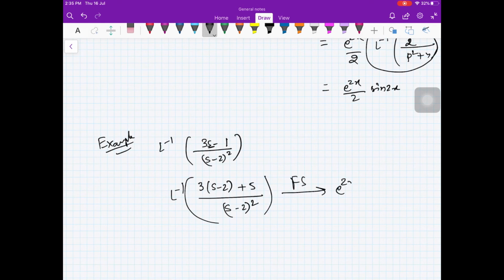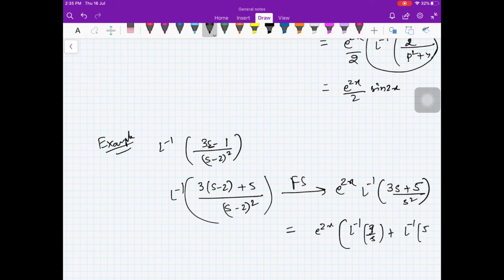Now I can use first shifting. It will be e raised power 2x, right? Then you have L inverse of (3s plus 5) upon s square. Now I can write it as e raised power 2x, right? Then you have L inverse of 3 by s plus L inverse of 5 by s square. So this is e raised power 2x, this is (3 plus 5x), right? So this is your answer.